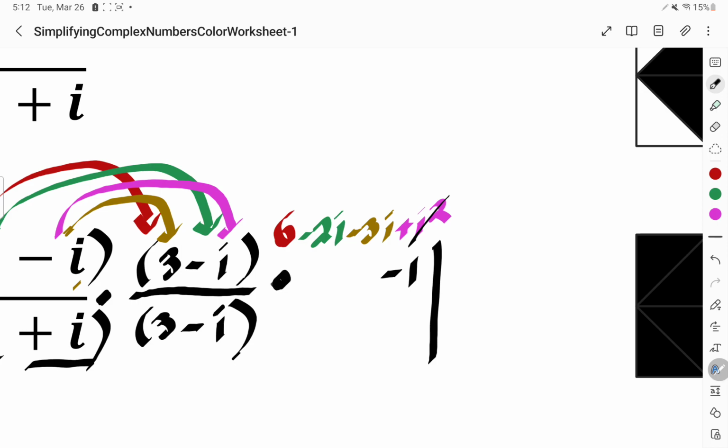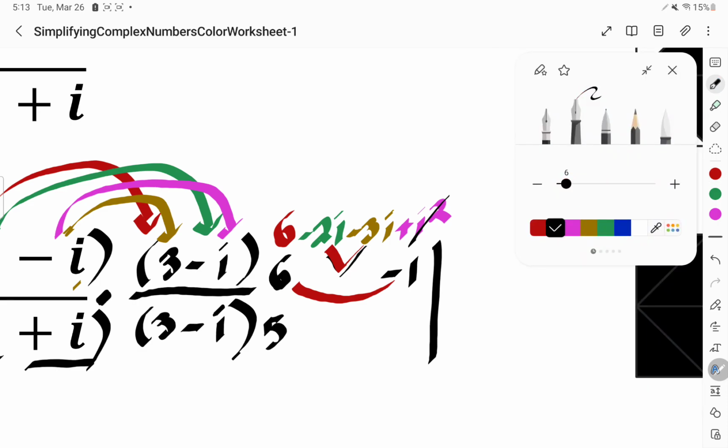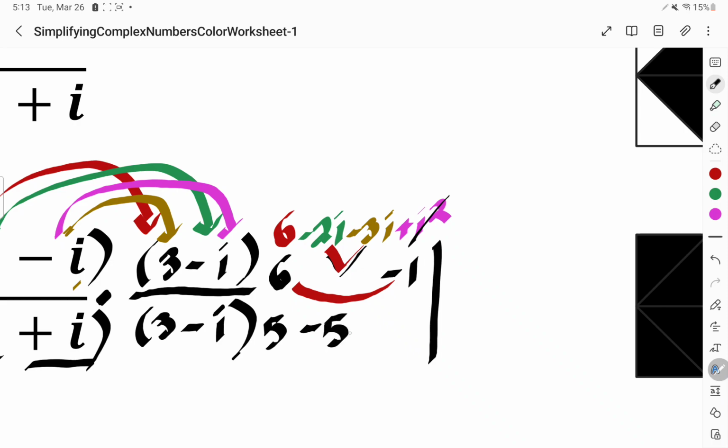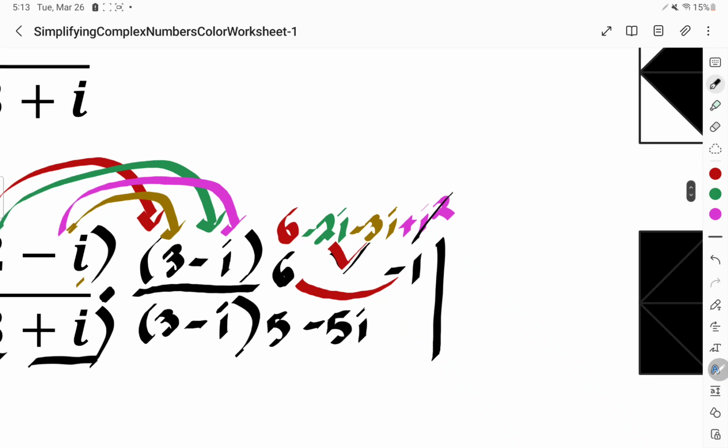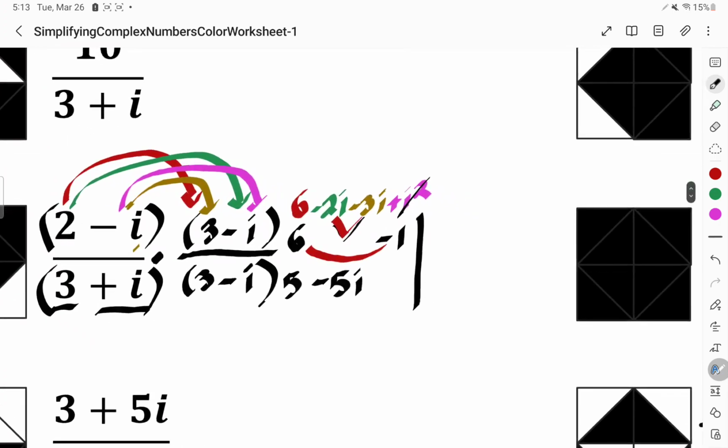Okay. I have 6 over here, so I'm going to combine them already. 6 minus 1 is 5. Now I'm going to combine those 2 in the middle. Negative 3i and negative 2i become negative 5i. Okay, pretty easy. That's the top part.